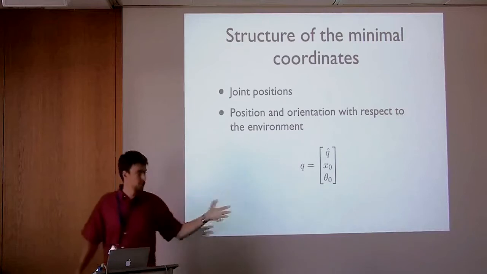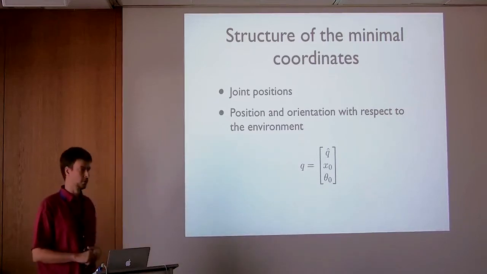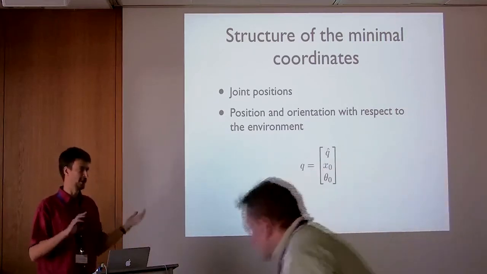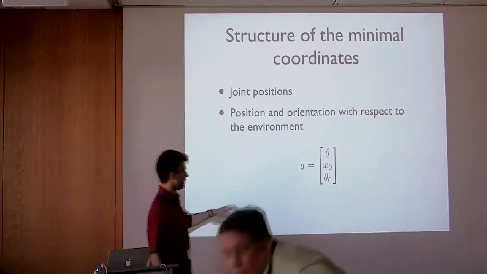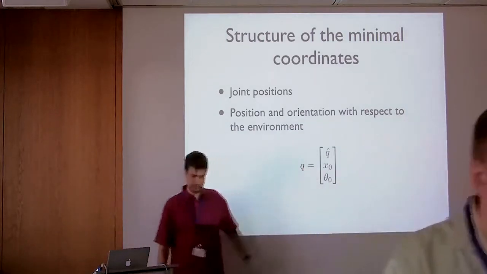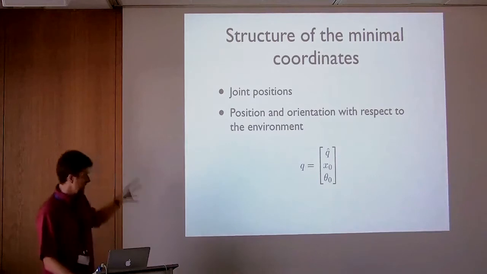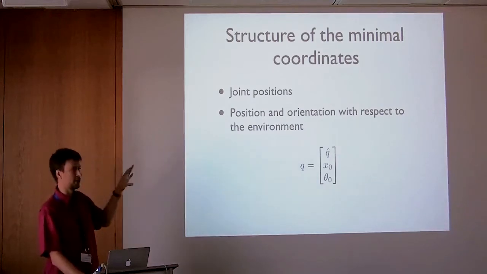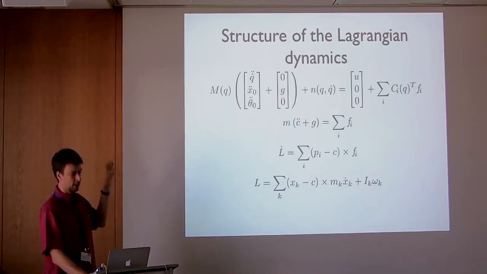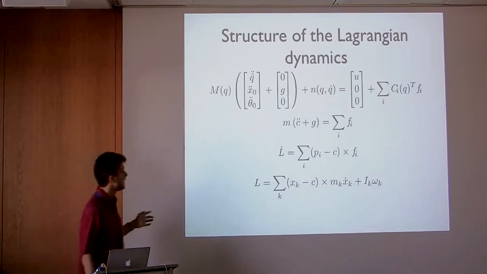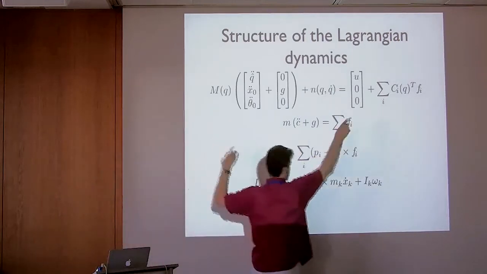And you also need, of course, to describe the position and orientation of the environment. So position and orientation. And here you can see an obvious structure, and this structure reflects in what we call the Lagrangian dynamics. So this is the Lagrangian dynamics.